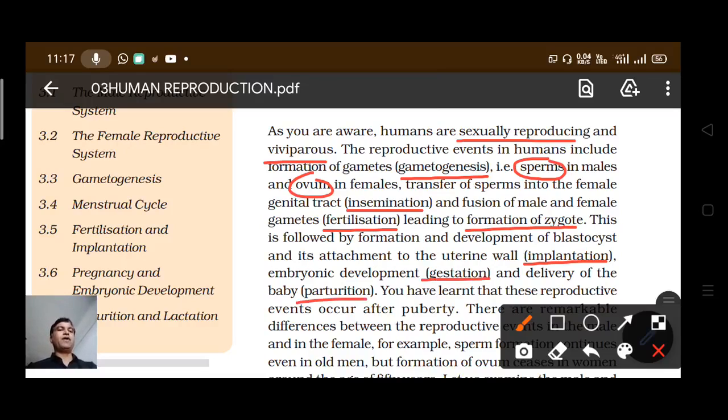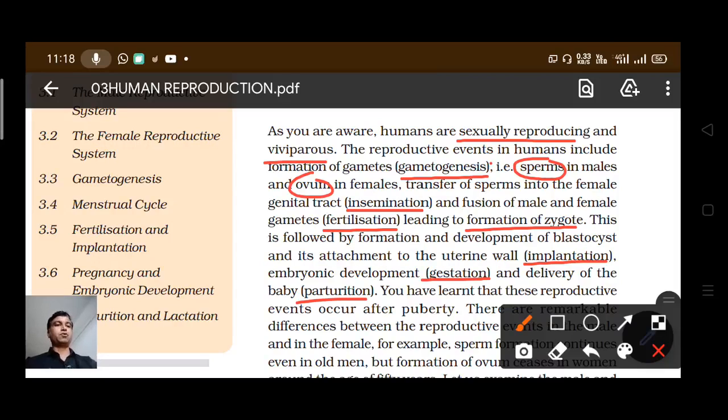So you have learned these reproductive events occur after puberty. Here 6 to 7 events are mentioned. First is gametogenesis. In male it is called spermatogenesis, in female it is called oogenesis. After gametogenesis, the transfer of the male gamete into the female genital tract is called insemination. After insemination, the male and female gametes fuse, that is called fertilization, leading to the formation of the zygote, which is the first cell of the next generation.